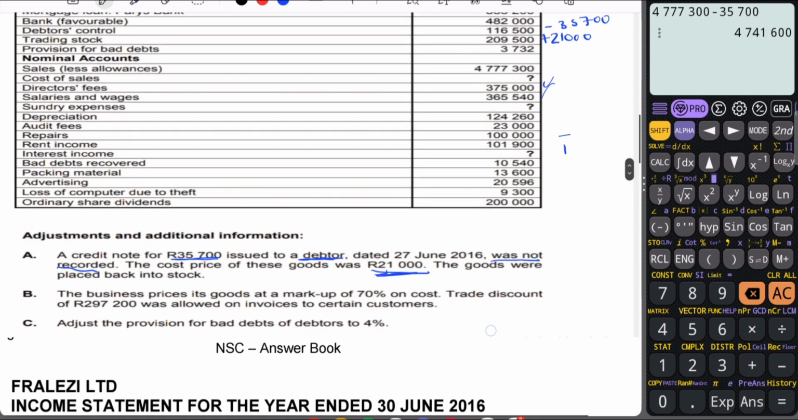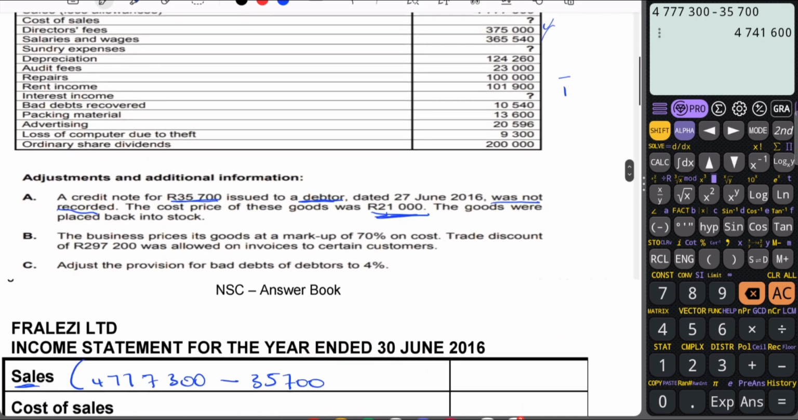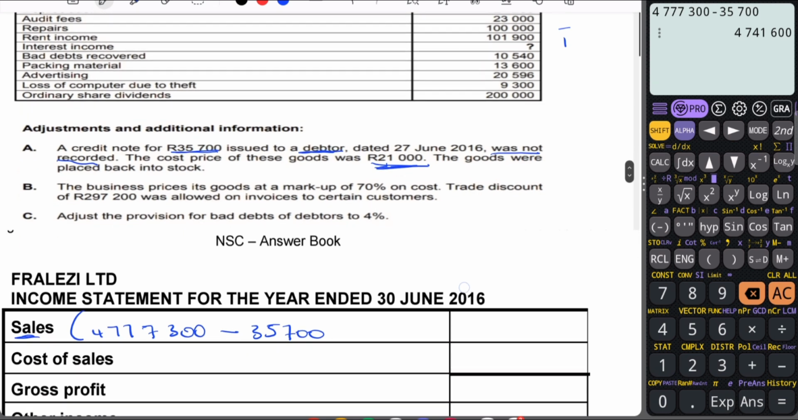All right, now we can go through our information. We can continue with our information now. Okay, number B: the business prices its goods at a markup of 70% on cost. A trade discount of 297,200 was allowed on invoices to certain customers.